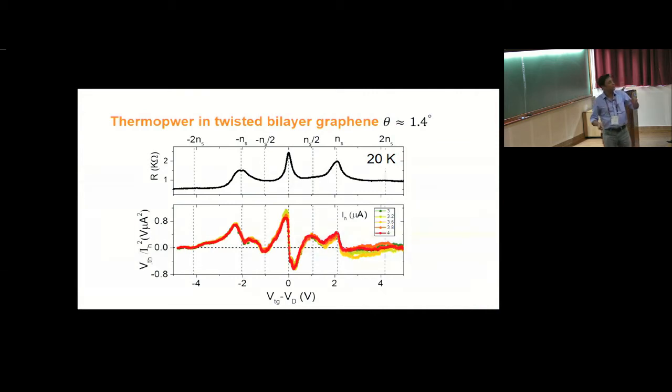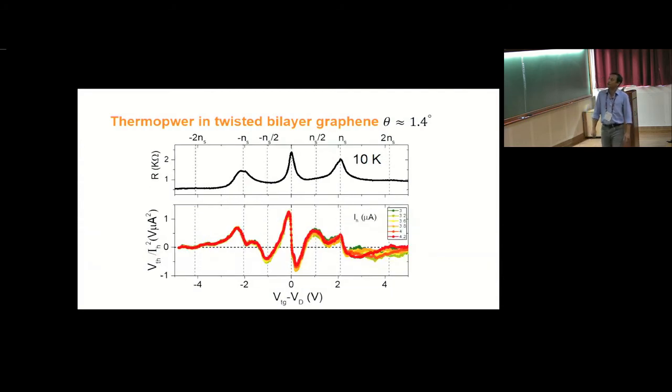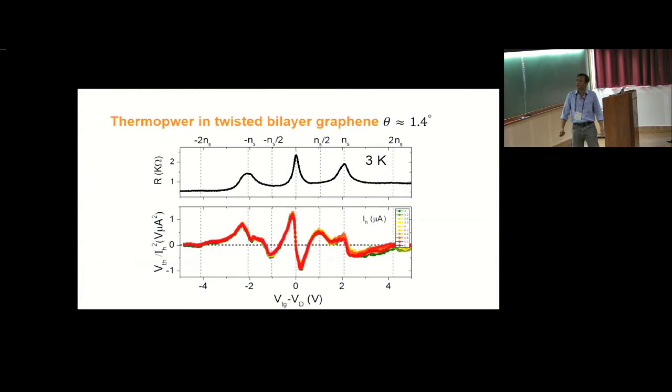Thermopower, according to Mott formula, must be 0, but we are seeing a peak on this side and a trough, a minimum, on this side. You can see, go farther, 10 Kelvin, the peaks are completely developed. Thermopower, Mott formula is entirely violated. There is no evidence that you can explain this from single particle physics anymore. 3 Kelvin continues to the lowest temperature that we can do these measurements at.